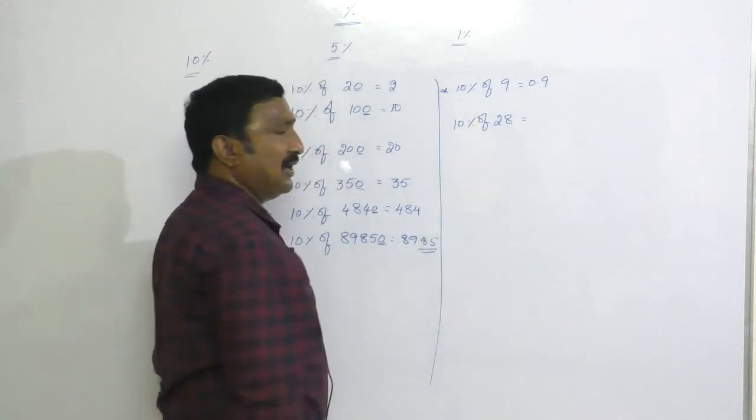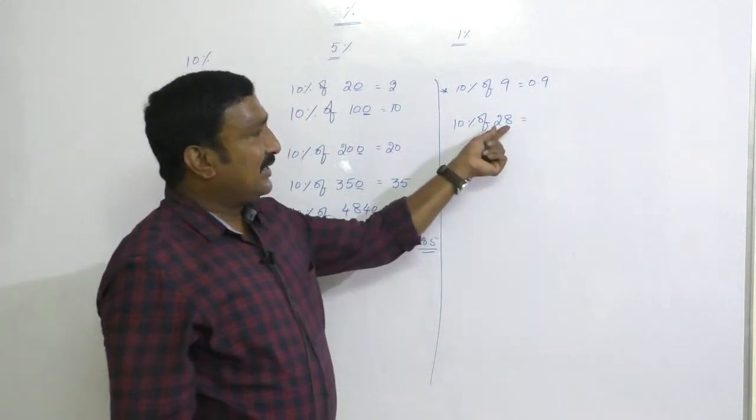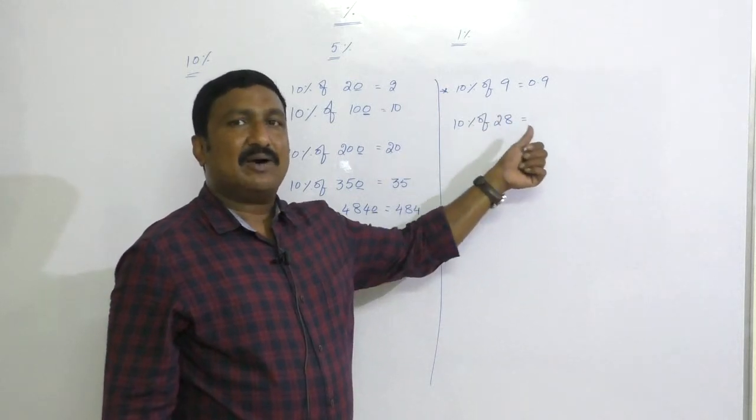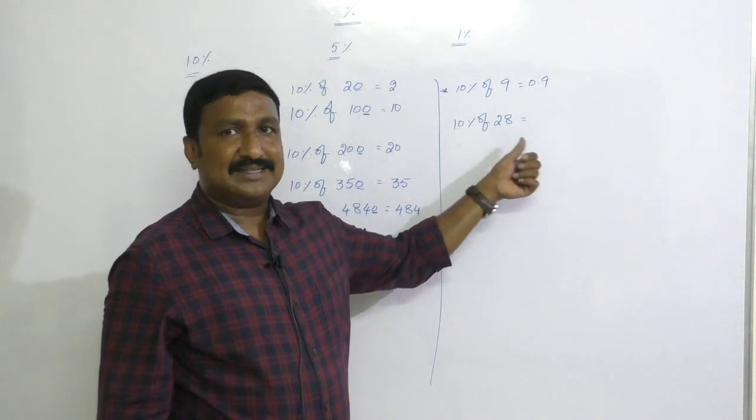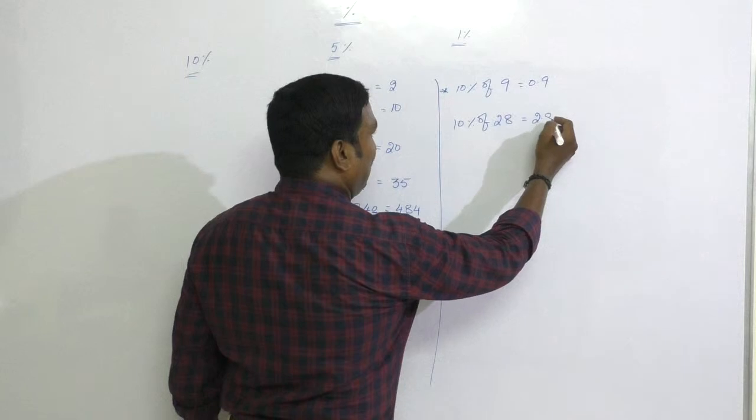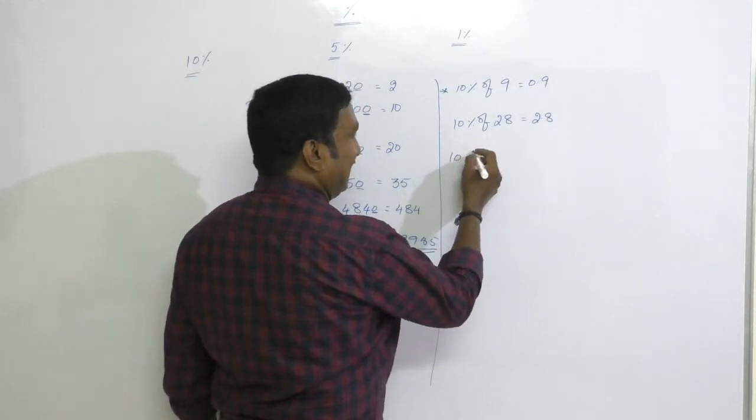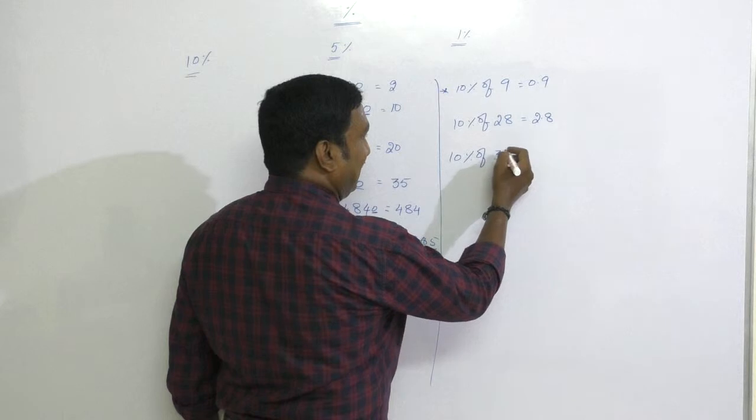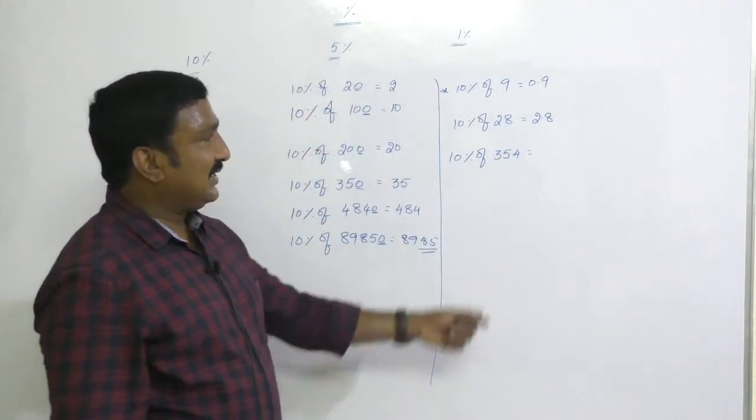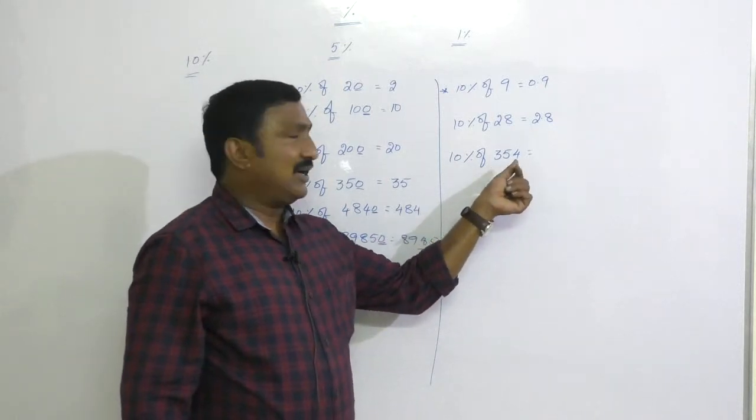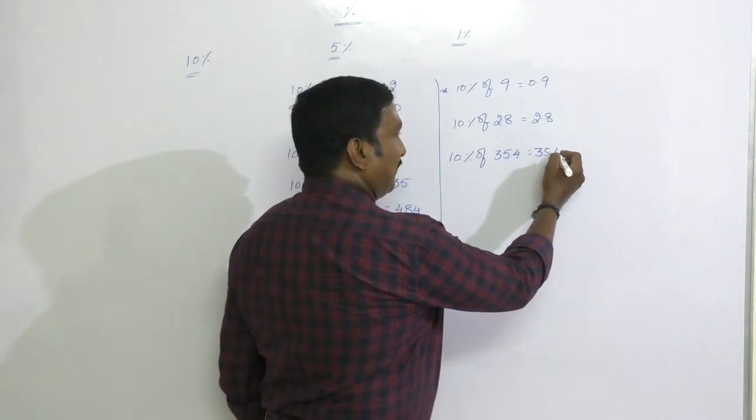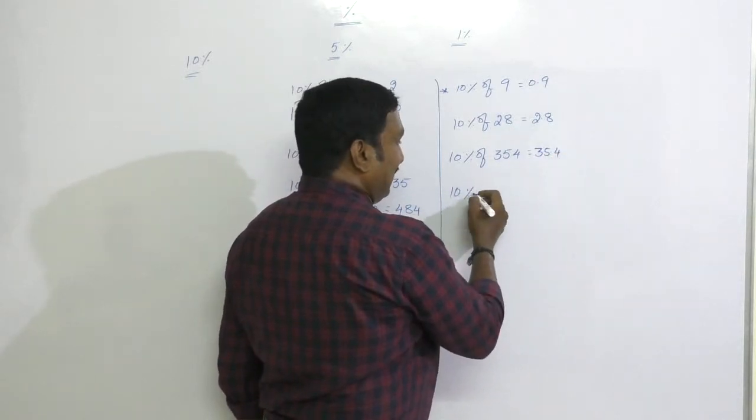Similarly 10% of 28. There are two places and it is not ending with 0, so you have to put the decimal after one number from the right hand side to the left hand side. So here the answer is 2.8. Similarly, 10% of 354: here also it does not end with 0, we take one place, so the answer is 35.4.